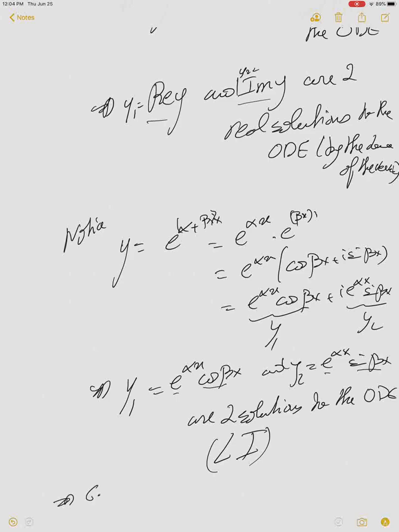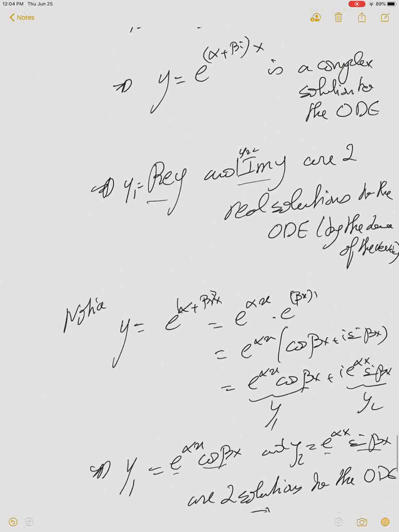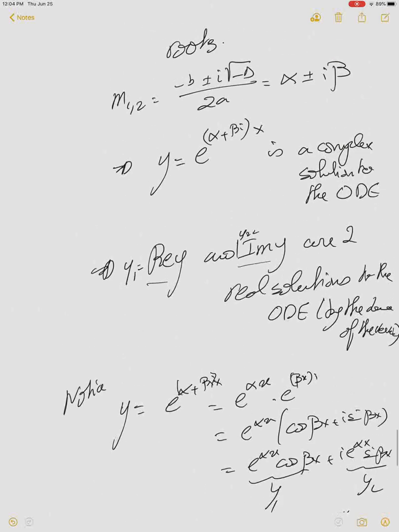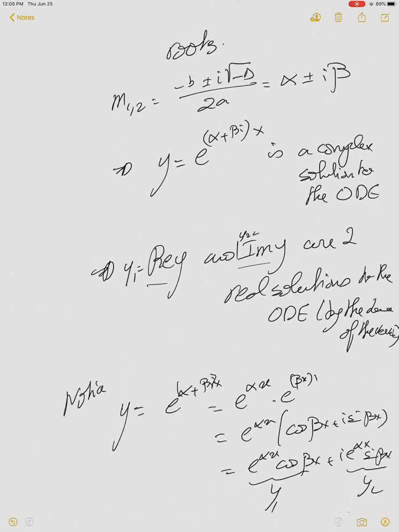So this implies that the general solution is y equals c1 e to the alpha x cosine beta x plus c2 e to the alpha x sine beta x. So if I find two complex roots, which are alpha plus or minus i beta, then e to the alpha x cosine beta x is a solution, e to the alpha x sine beta x is a solution, and the linear combination is a solution. I'll do 3 examples before going to the general higher order.